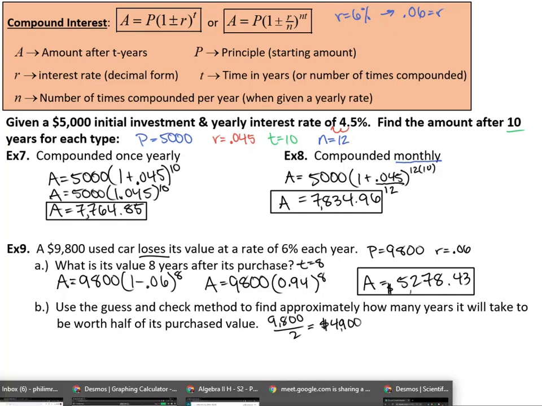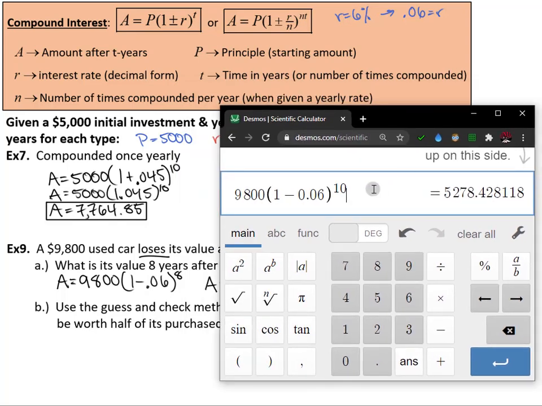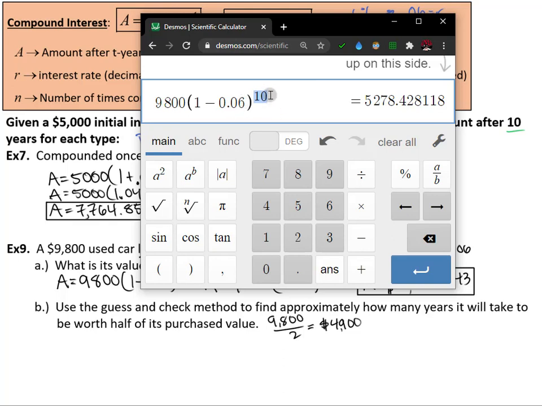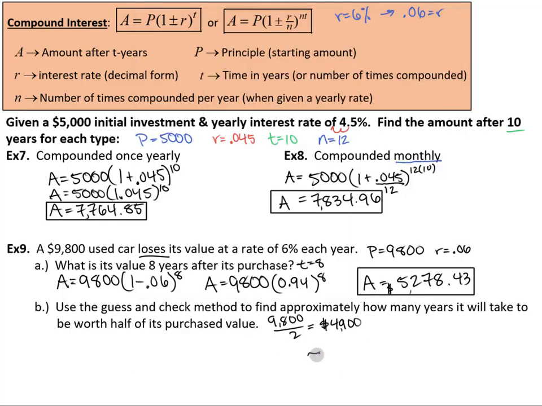Well, this is where we're going to want to use Desmos here, and we're going to just play around with this exponent. So I know it's losing value. It needs to be more than 10 years because we're only at 5,200. What about 12 years? Okay, 12 years we've gone past 4,900. So let's go back to 11. And that's pretty close, right? Let's say 11 and a half years. I mean, we could play around with the decimal here, 11.2. Ooh, 11.2, look at that. Almost 4,900 right on the dot. So a little more than 11 years. And it says approximately how many years. So just playing around with our exponent there, it'll be about 11 years.